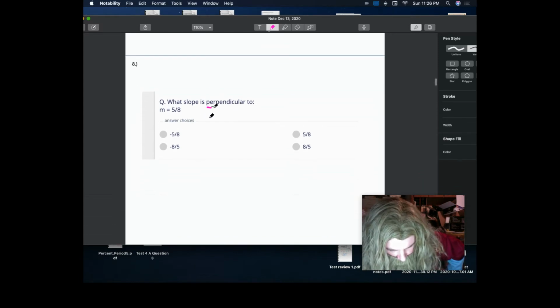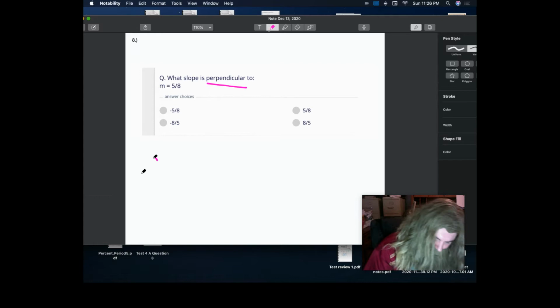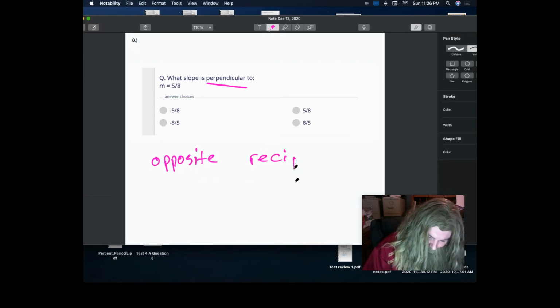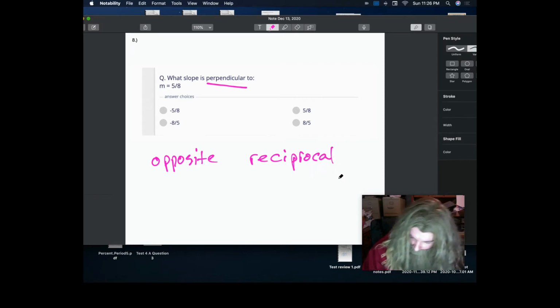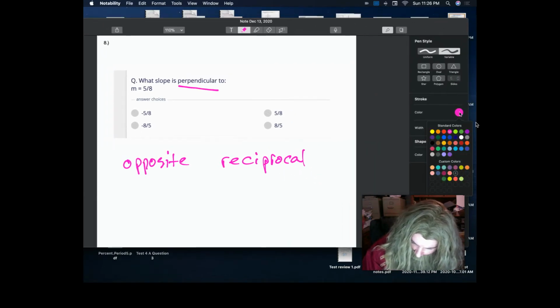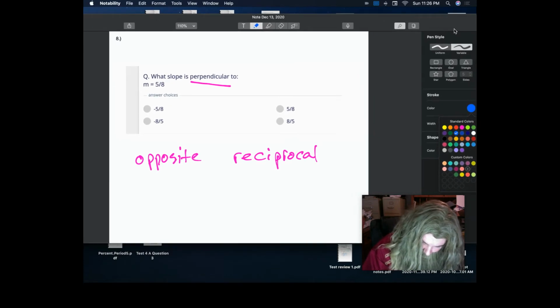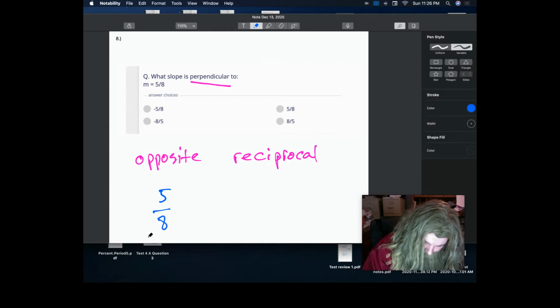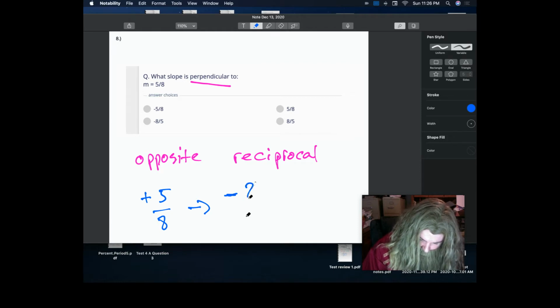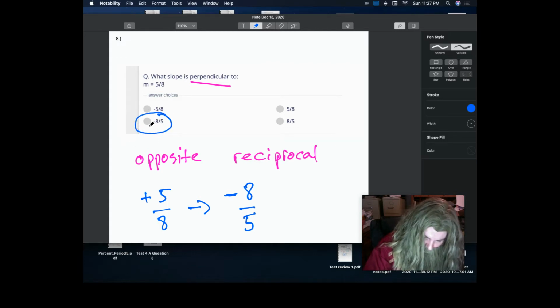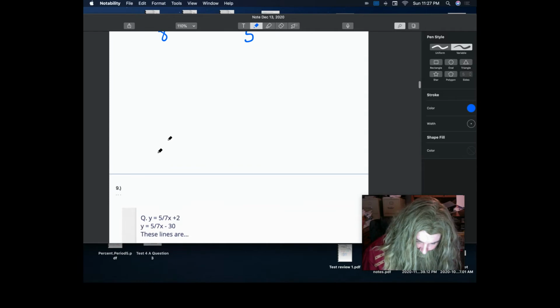If they are perpendicular, then they have what we call opposite reciprocal slopes. So what does opposite reciprocal mean? Well, opposite means that if it's positive, the new slope will be negative. Reciprocal means you take numerator and denominator and you flip them. So our new slope is -8/5. Let's move on. Number 9.